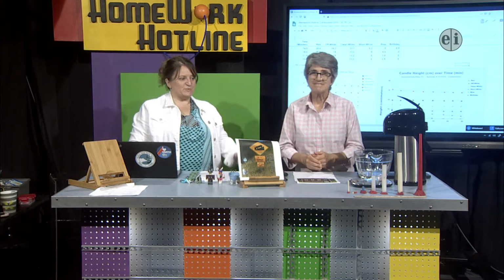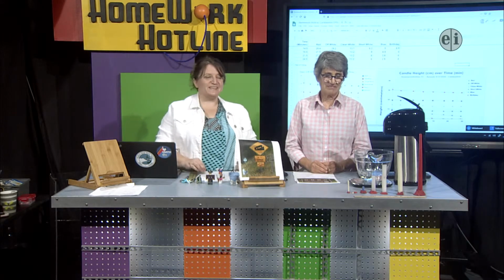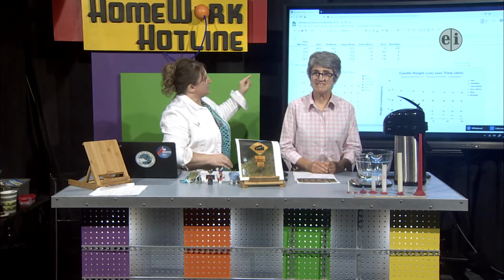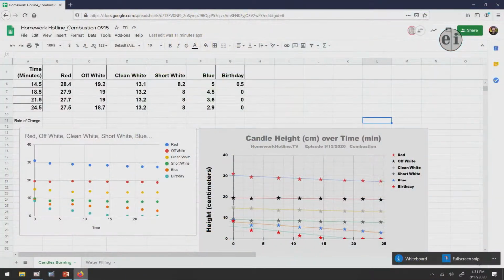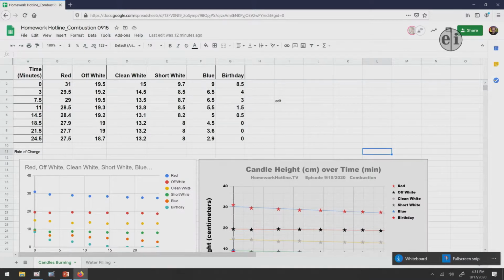Cool. So we took the candles from the last episode. They are still up here in the front. And on our whiteboard here, we put all the data in. Let me see if I can scroll down just a little bit to get to the data. Here we go. And we did time. And then we have 6 different candles that we had burning. We're going to add one more candle. We're going to burn another birthday candle, and then we're going to measure it over time.